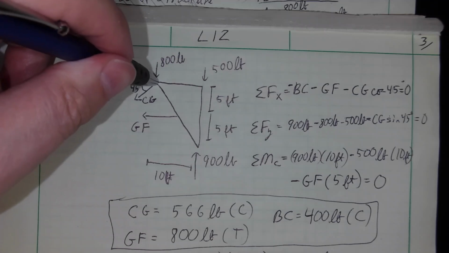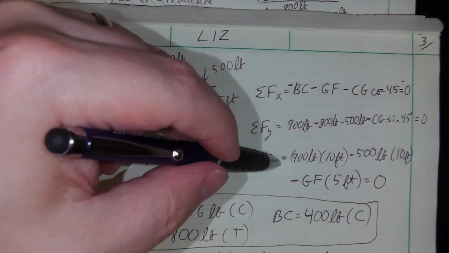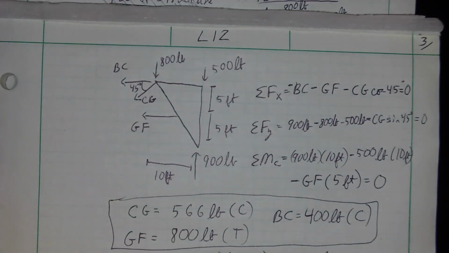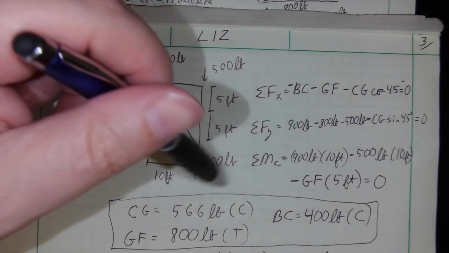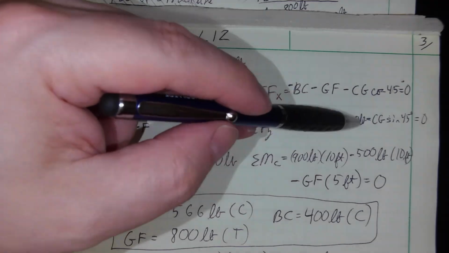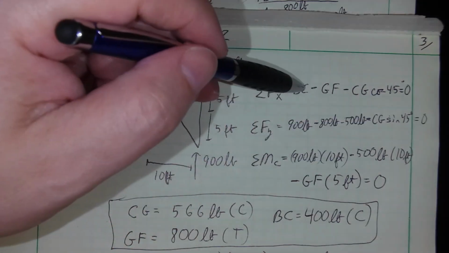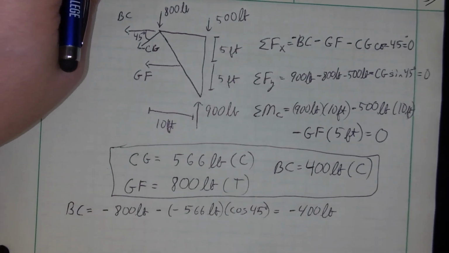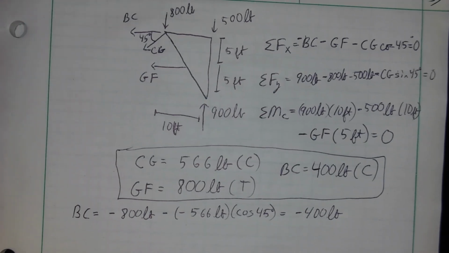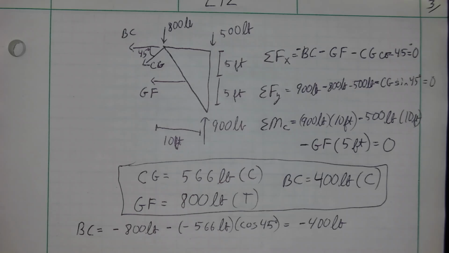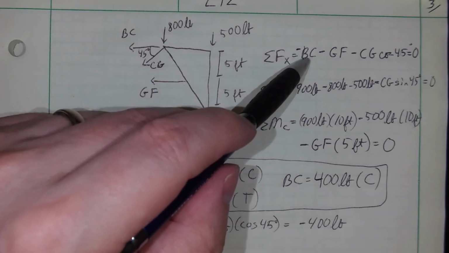So by taking the moment here, GF becomes the only unknown. This equation is very simple to solve. You find GF to be a positive 800 pounds. You solve this equation here, you find CG to be a minus 566 pounds, or 566 pounds of compression. Once I've got values for these two, CG and GF, I plug them back in here, solve for BC. You end up with a negative value. Be careful of your signs. This was one thing I really struggled with in statics when I took it, was keeping track of all the signs. So solve this equation for BC.